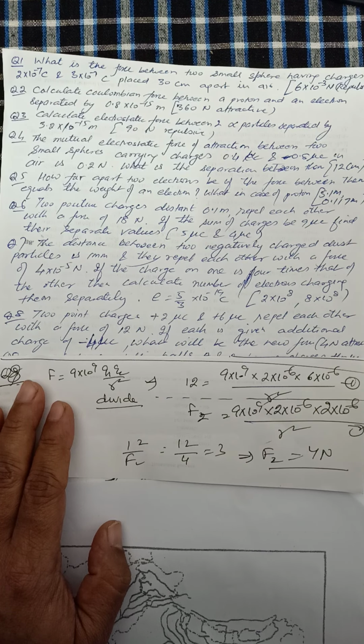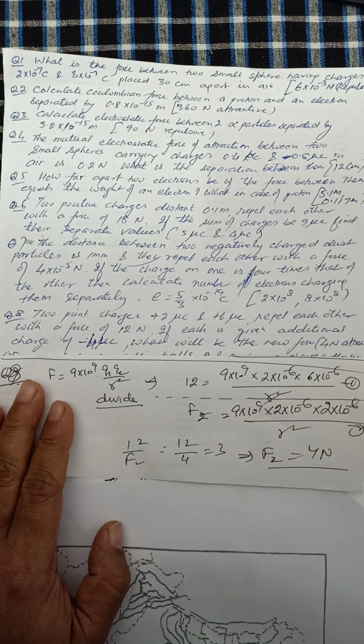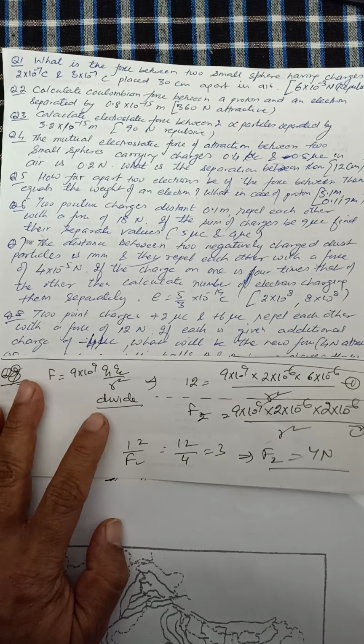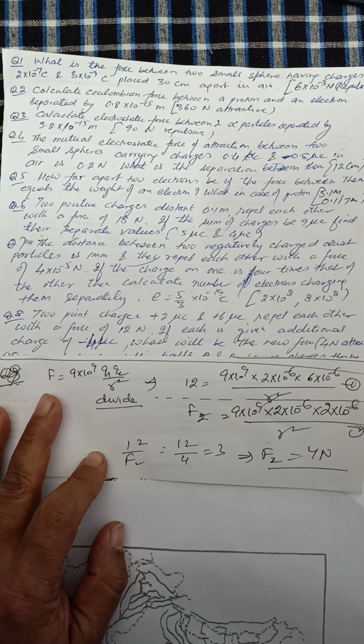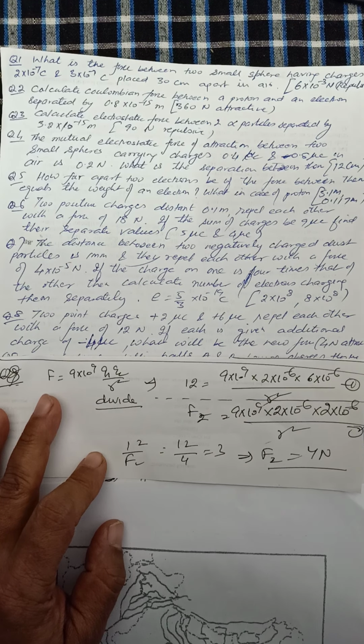And the second charge, 6 minus 4, becomes plus 2, again 2 into 10 power minus 6 upon R square. Now we can calculate the value of R from equation 1 and put it in equation 2. But there is another simple method: we divide both the equations. On the left hand side we get 12 upon F2. On the right hand side we get 12 by 4, because all other things will cancel out. R square cancels, 9 into 10 power 9 cancels, 10 power minus 6 cancels. So on cross multiplying we get F2 equal to 4 newtons.